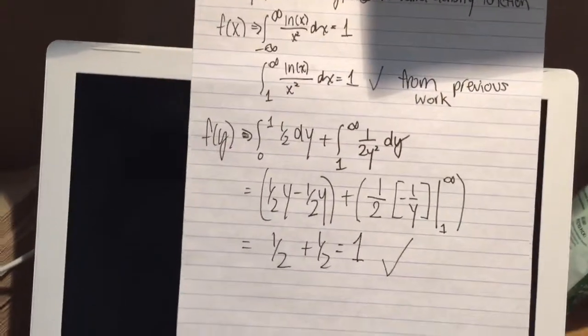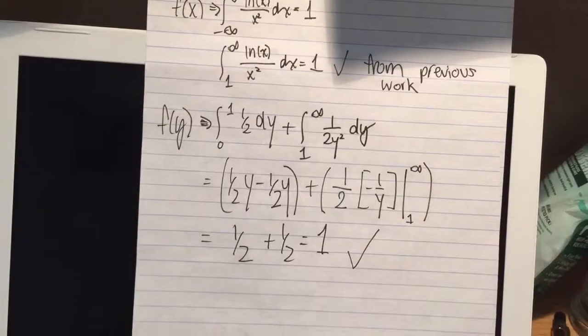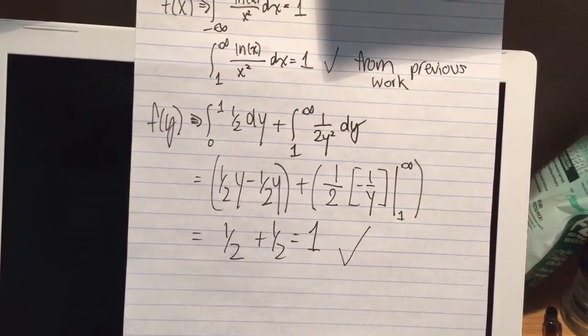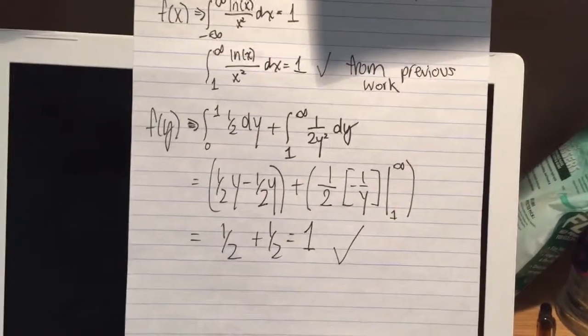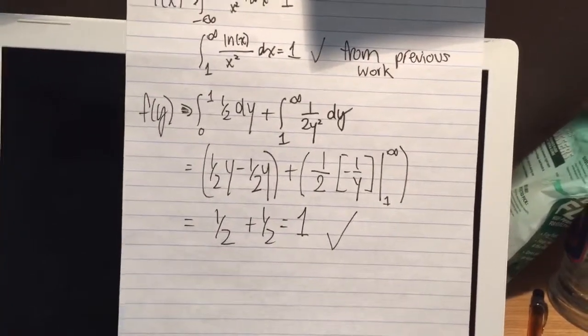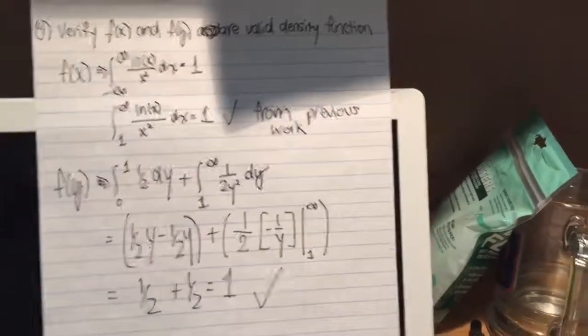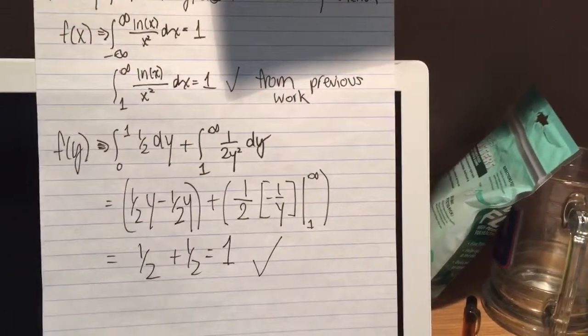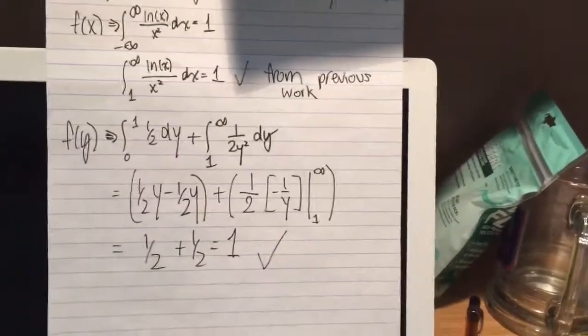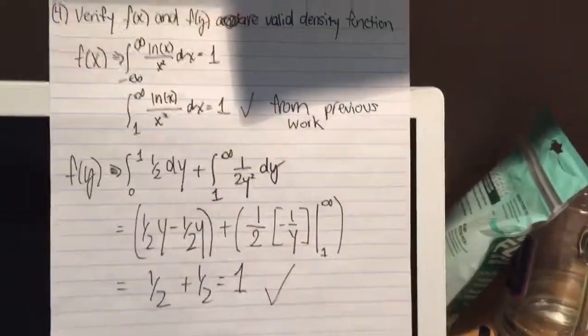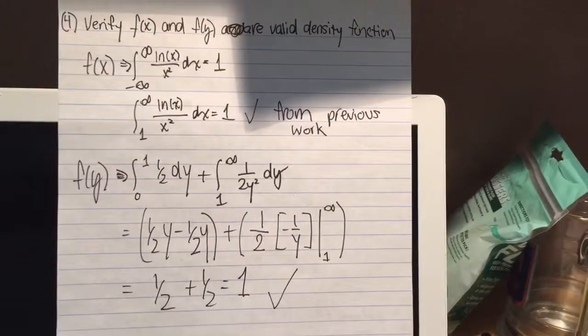But for f(y), we actually have to do the work. We need to do it from 0 to 1 for 1/2 dy and from 1 to infinity for 1/(2y²) dy, which is very simple arithmetic, and we end up with 1. So therefore, they're both valid marginal density functions, f(x) and f(y). Thank you, and that was homework number 5, problem number 2.